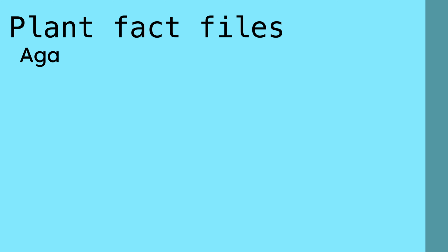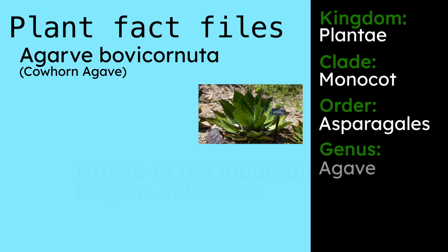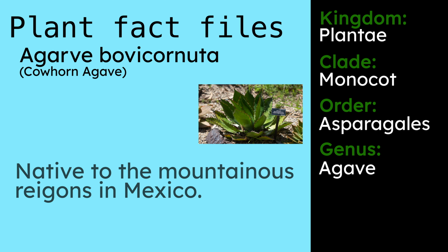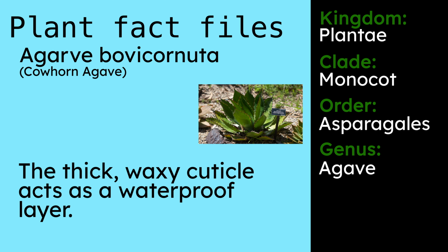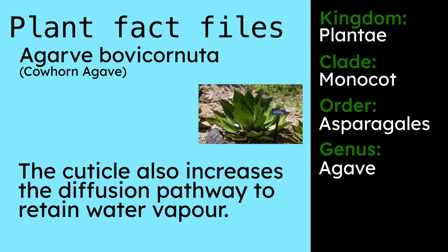One plant which has a thick waxy cuticle is Agave bovicuta. Its genus is agave, and it's also part of the clade called monocots. It's native to mountainous regions in Mexico. The thick waxy cuticle acts as a waterproof layer to prevent water vapour from transpiring out of the leaves. It also increases the diffusion pathway, and this retains water vapour better as it has to diffuse further.